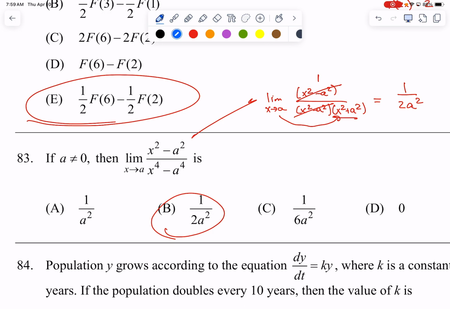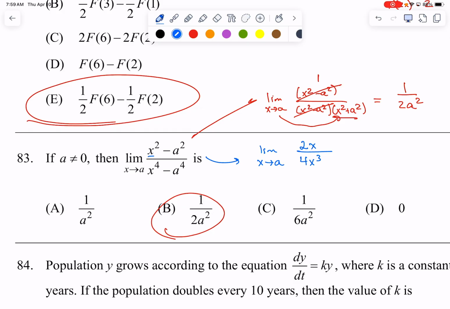Now let me do it with L'Hopital's rule. Oh, I like that one better. You do? I like L'Hopital's rule really well here. Here's why: because the derivative of the top is super easy. Watch this. The derivative of the top is just 2x. The derivative of the bottom is 4x cubed. Because a is constant, derivative of constant 0. So the... well, derivative, it'd be 2a, wouldn't it be?